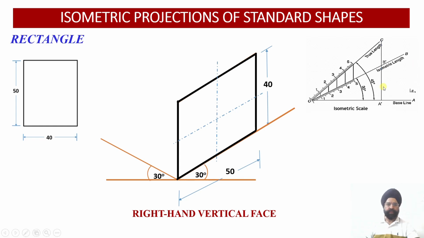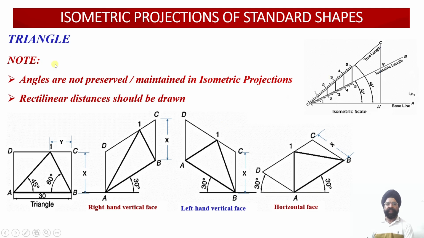Now next we have the triangular shape. While we are trying to draw this triangle, the base edge is given to us, and the two angles of the sides are provided to us. But there are two things we need to remember while constructing the square and the rectangle. We have already observed that the angles and the basic shapes are not preserved or maintained in the isometric projection.